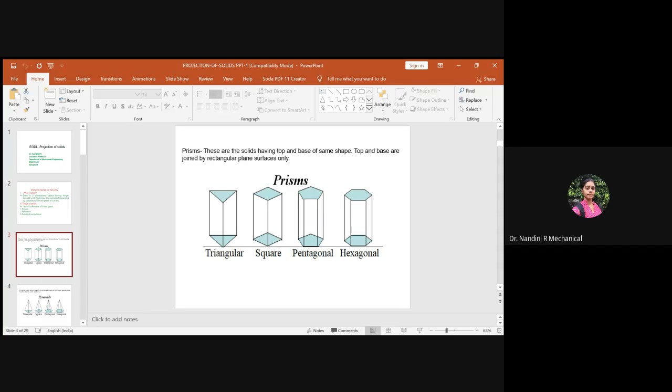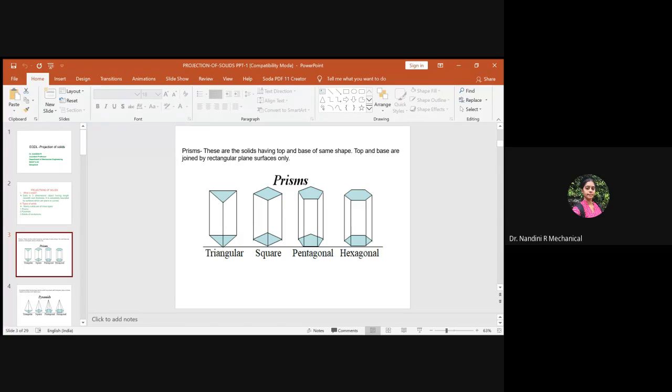So these two will be bounded again by the rectangular surfaces. Since it is a hexagon, you will be having 6 rectangular surfaces. 3 here, fourth one, fifth one and sixth one. These 3 sides are hidden. So this is how a prism looks like.